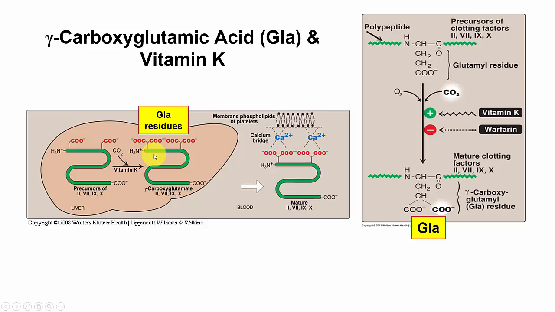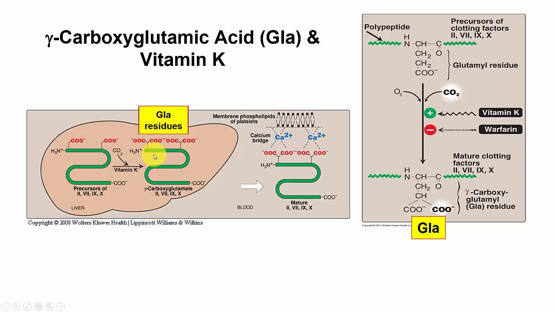And so you can see over here how that gamma carboxylation works, this is the gamma carbon here, and we add another carboxyl group to it, and so now we have a GLA residue. So we still have the glutamic acid residue with its original carboxyl group, but now we've added a new one, and that's called a gamma carboxyglutamate residue, or a GLA residue. And that requires vitamin K, and warfarin inhibits this process.